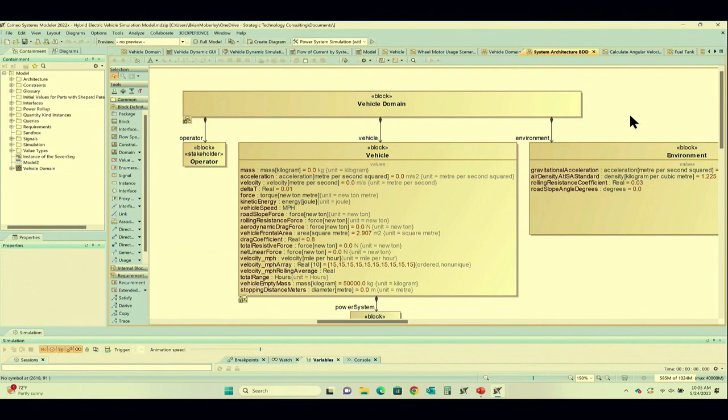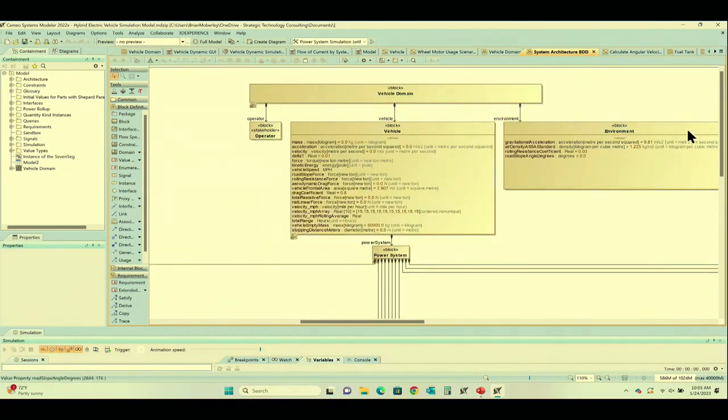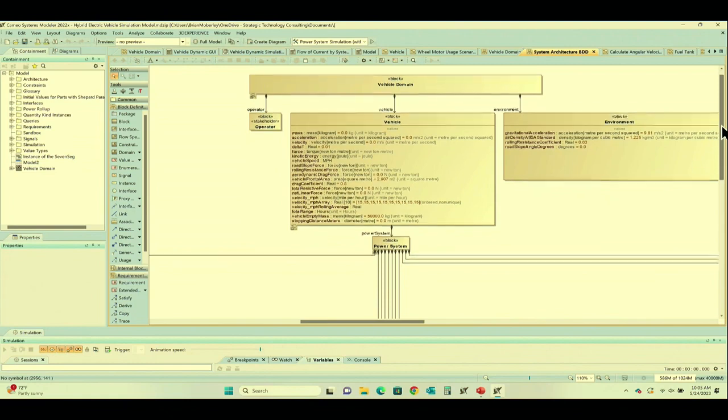When you identify an environment, we're going to assign some value properties to that and incorporate those into the parametrics and see how they will affect our vehicle acceleration. So again, this is a very high-level view, but what I'll do now is take a step back, and we're really going to get into the power system for this.